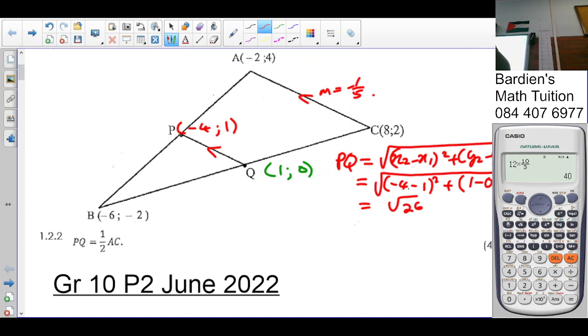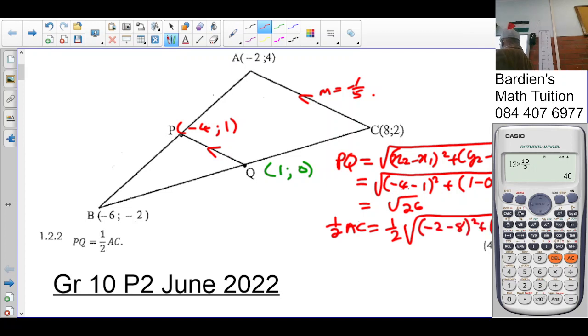So AC, so it's going to be a half AC. So it's going to be a half square root. You see, this is an identity we are proving here. So we don't start off with PQ being equal to half AC. Okay? So AC, don't have to write the formula down again.